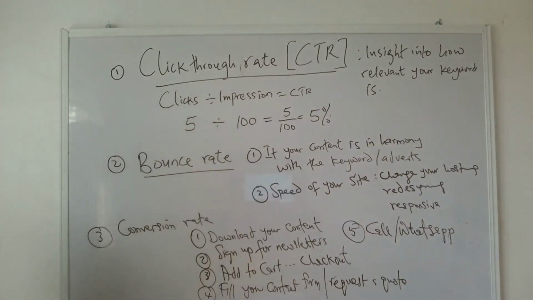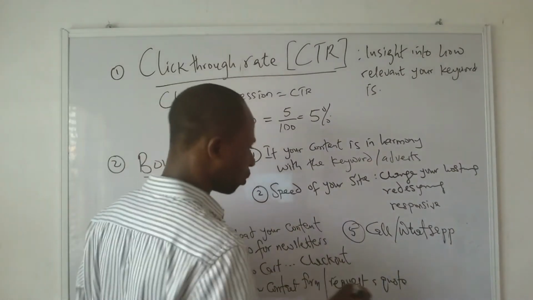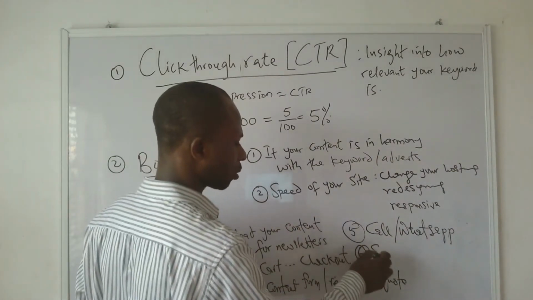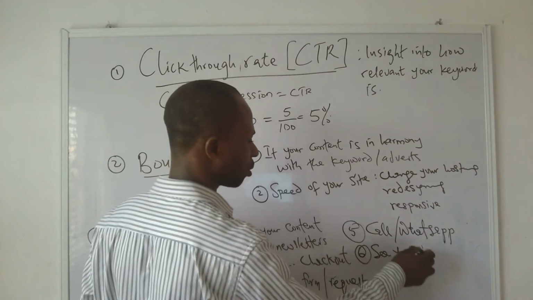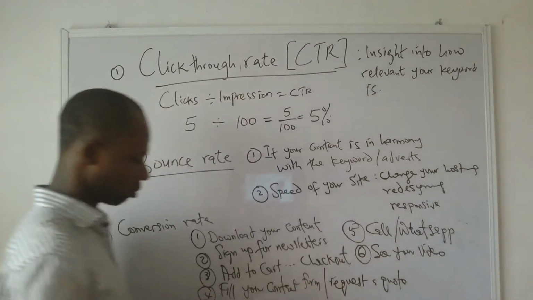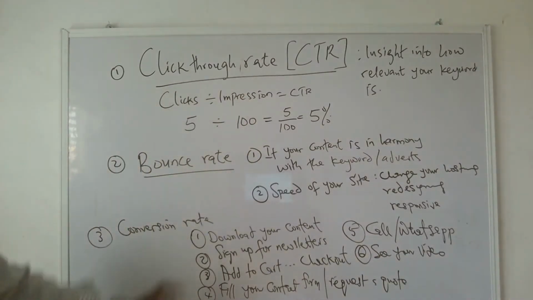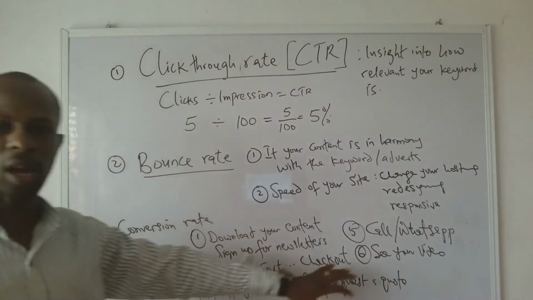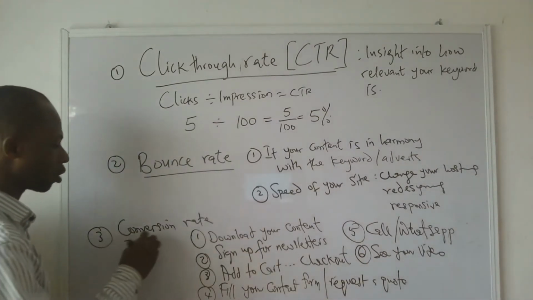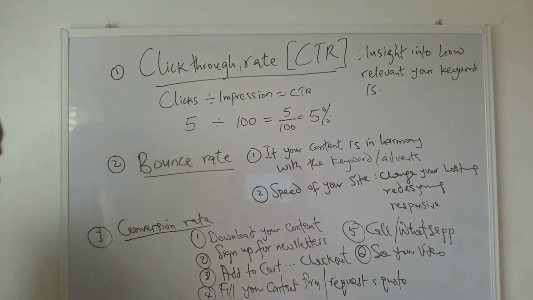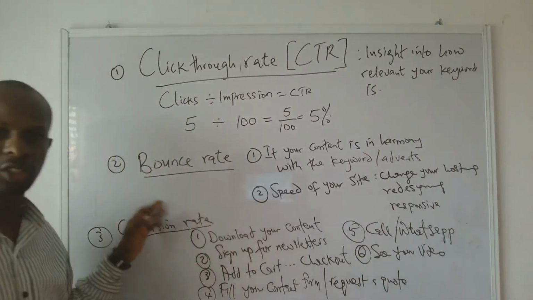Do you understand? Then how many people see your video, if you have a video on your website? So these are a list of several possible actions that people can take on your website. Now, how many people do all of these things? These are what conversion rate tells us.